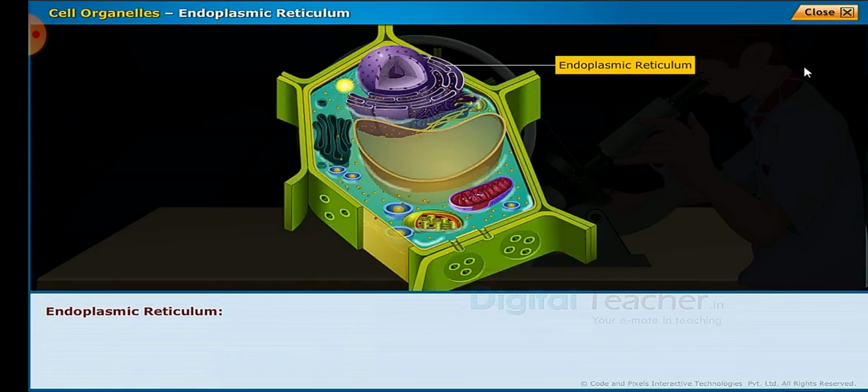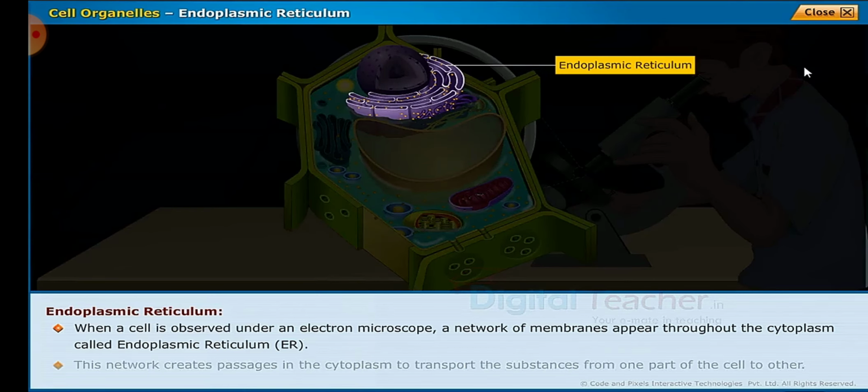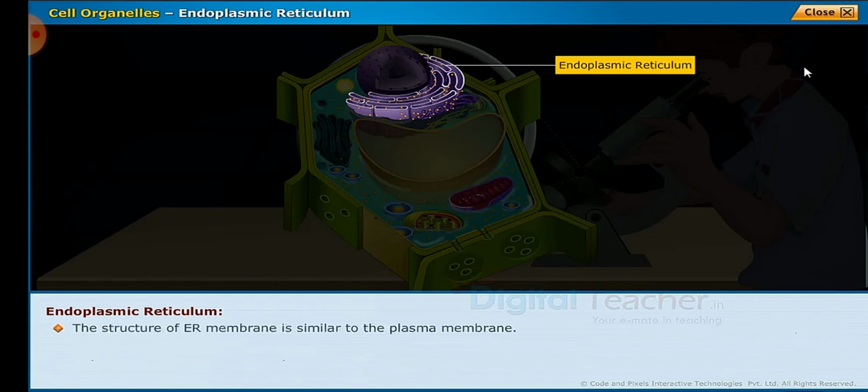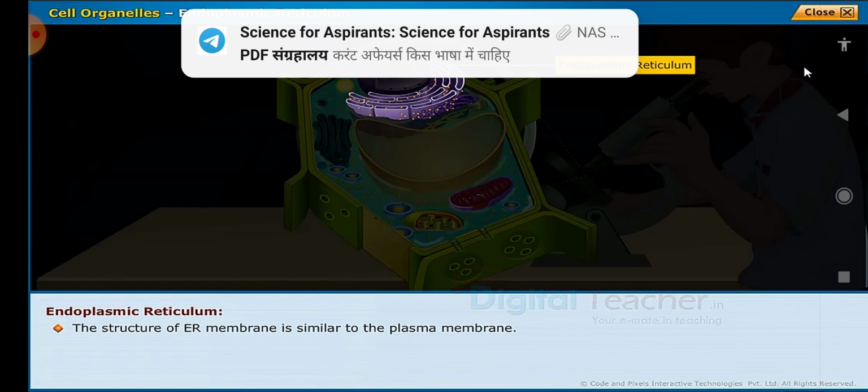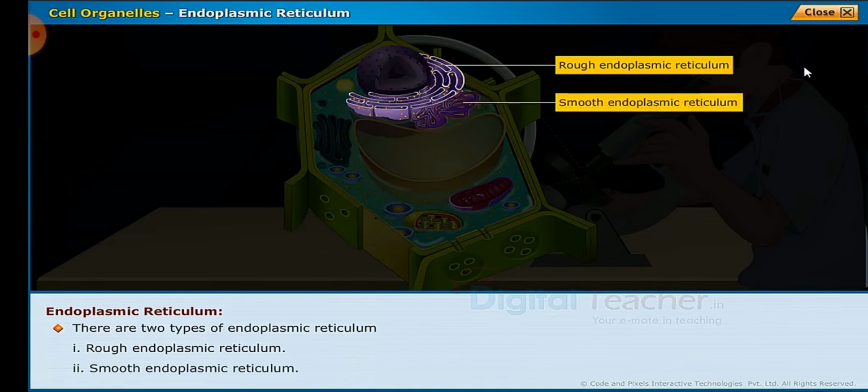Endoplasmic Reticulum. When a cell is observed under an electron microscope, a network of membranes appears throughout the cytoplasm, called Endoplasmic Reticulum, ER. This network creates passages in the cytoplasm to transport substances from one part of the cell to another. The structure of ER membrane is similar to the plasma membrane. There are two types of endoplasmic reticulum: rough endoplasmic reticulum and smooth endoplasmic reticulum.